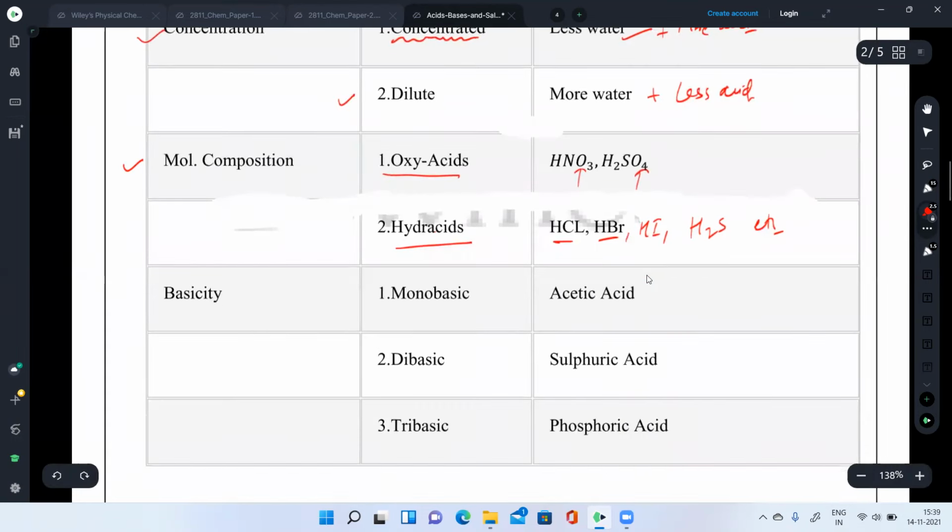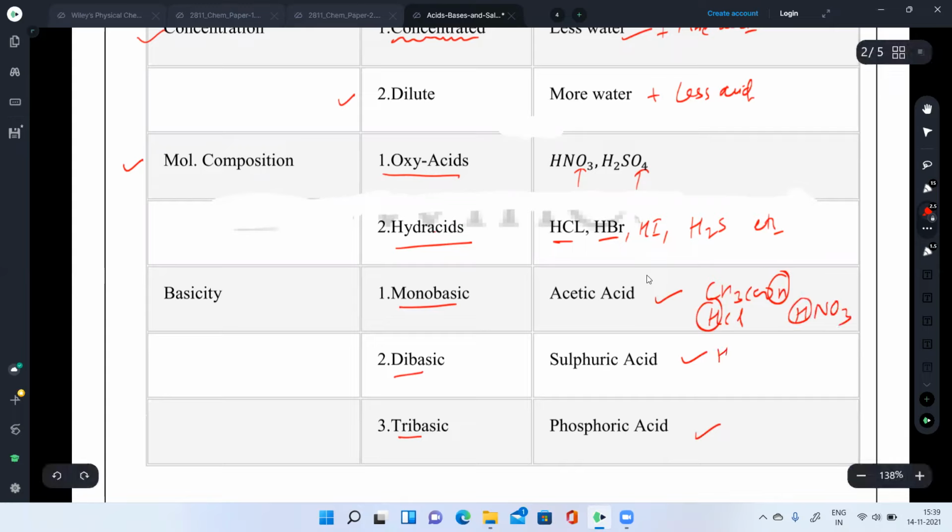Now basicity. Basicity means how many H plus ions an acid releases. If any acid releases 1 H plus ion, it is called monobasic. If it releases 2 H plus ions, it is called dibasic. If it releases 3 H plus ions, it is called tribasic. For example, acetic acid, CH3COOH, has only one H plus. HCl has only one H plus. HNO3 has only one H plus. So all these acids have basicity 1.